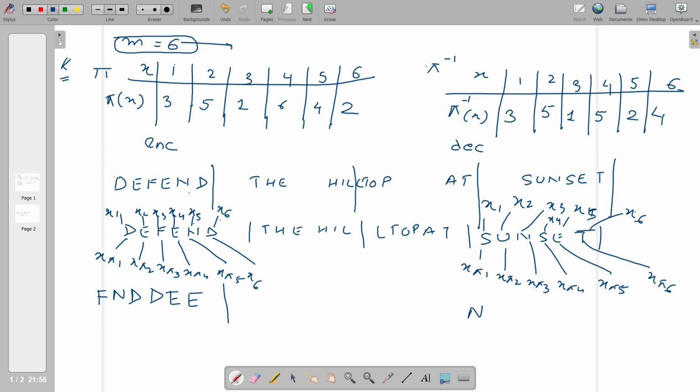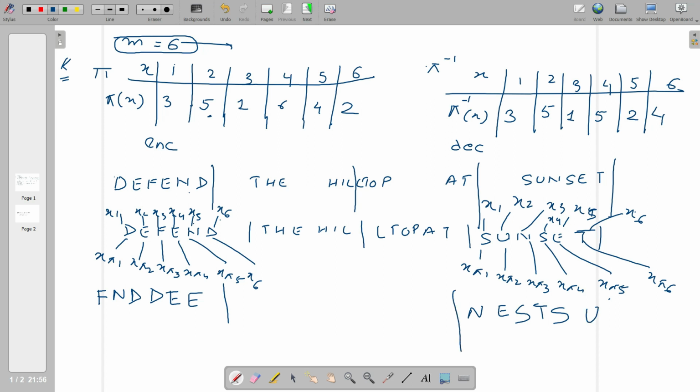Then what is x2? x2 is going to x pi 5, and what is x pi 5 here? It is e. Similarly, x3 is going to x pi 1, which is s. Similarly, x4 is going to x pi 6, which is t. Similarly, x5 is going to x pi 4, and x pi 4 is s. And x6 is going to x pi 2, and x pi 2 is u.